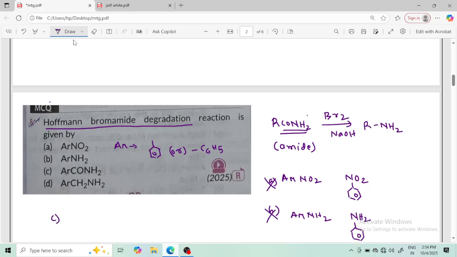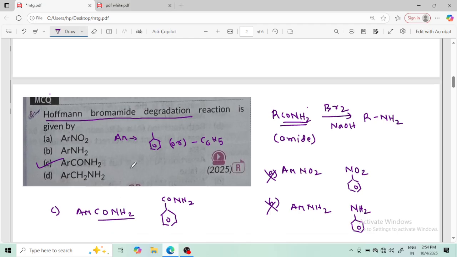Then the third one, if I pay attention, it's Ar CONH2. The moment I see this CONH2, that means this is my answer, because this is an amide. The structure will be something like this, CONH2, right? I hope it's clear. So the option is this one.